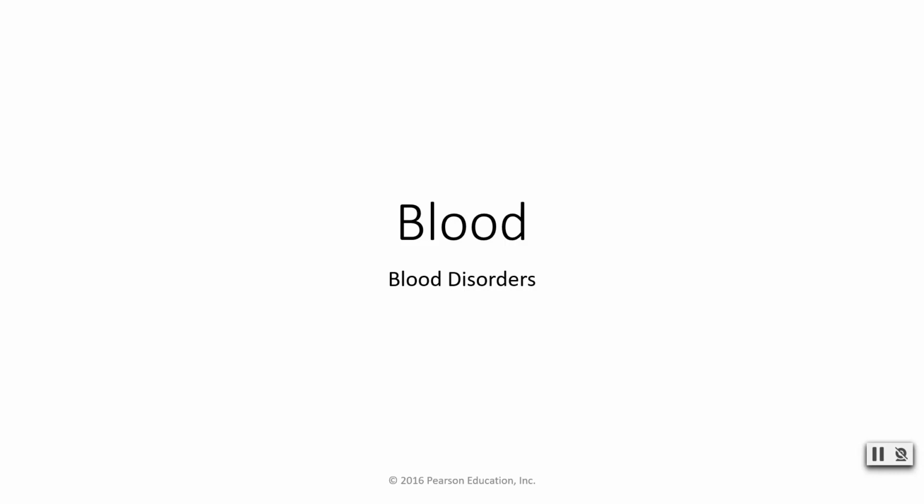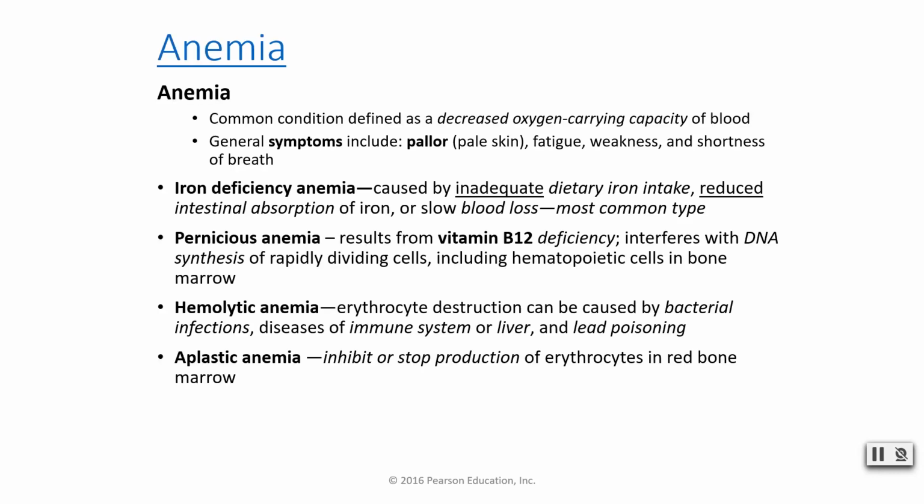In this lecture, we will cover blood disorders. First off, we have anemia, which is a decreased oxygen carrying capacity of the blood. Typical symptoms include pallor, which is pale skin, fatigue, weakness, and shortness of breath. Now, there are different types of anemia.